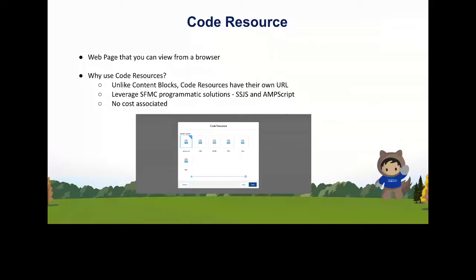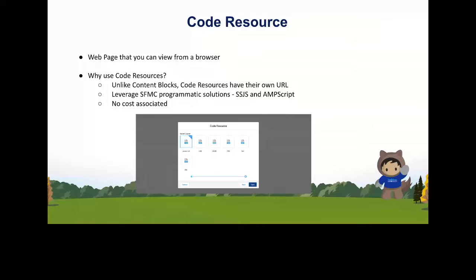We publish the code resource to use it in our API calls or wherever we want. And unlike cloud pages, these resources have no HTML structure added automatically by Marketing Cloud. So it allows you to have complete control over whatever is returned by the code resource page.